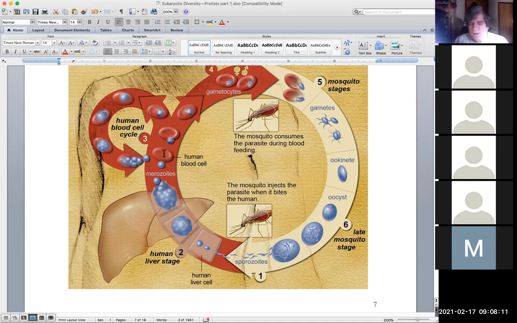When they enter a blood cell, one of two things happens. They can either reproduce inside the blood cell, and they reproduce just by mitosis. So notice that means all the merozoites coming out of this blood cell are genetically identical. Eventually, if they're reproducing inside the blood cell, there are so many of them that the blood cell just bursts. It ruptures and releases merozoites out into the blood again.